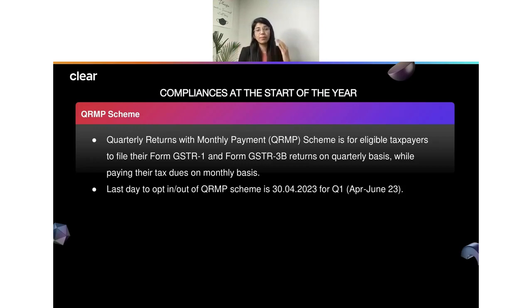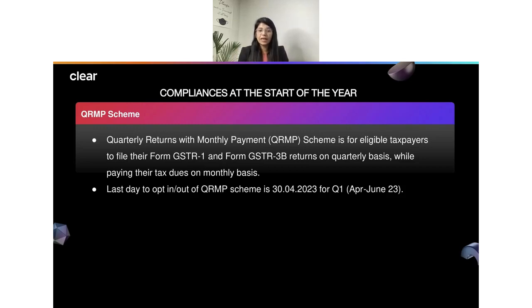So this QRMP scheme becomes beneficial if you actually have only B2C supplies, right? You can always make the payment on a monthly basis, and when it comes to filing of your return, you can always file the return on a quarterly basis. So both your GSTR-1 as well as GSTR-3B have to be filed on a quarterly basis. To opt for this scheme, we have to opt every quarter, and if you don't opt, by default they take whatever you opted in the previous quarter. So the date for opt-in or opt-out is 30th of April 2023 for your next quarter, which is from April to June 2023, right?